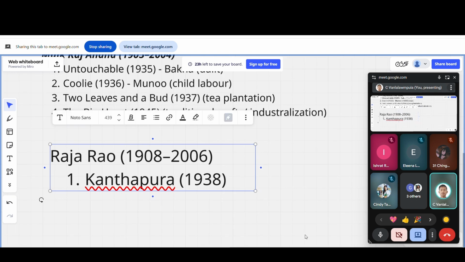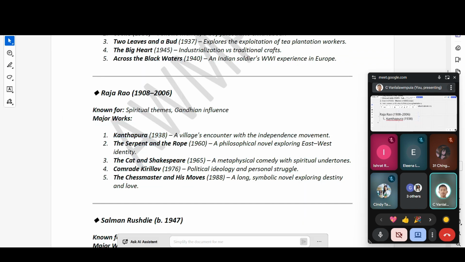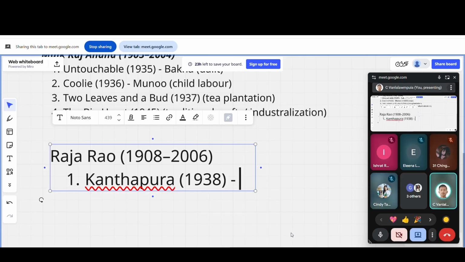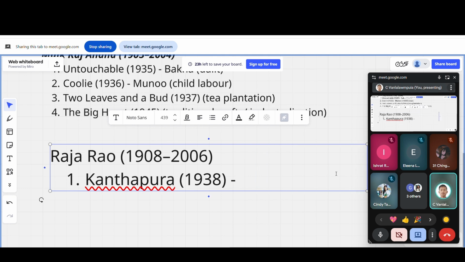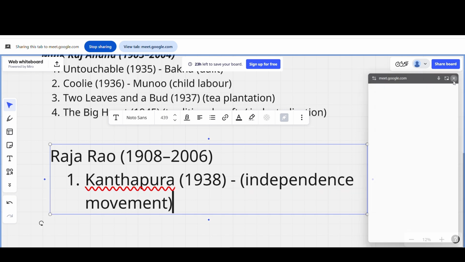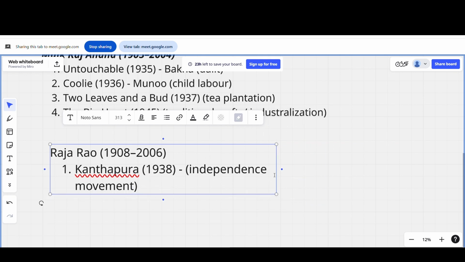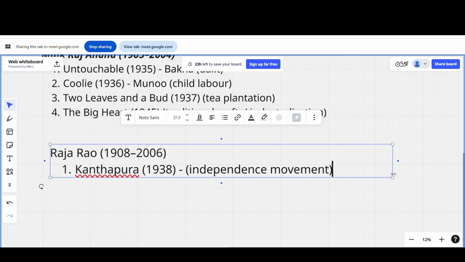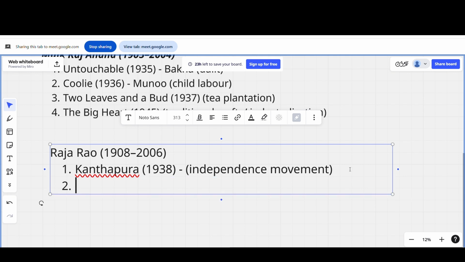Kanthapura is a very popular work. I have read this as well. It's based on the independence movement, contained in his village. So this is smart reading. What I consider smart reading is that you don't have to go through the whole summary, just know a lot of stuff about many books. You don't have to go through every book in detail. Kanthapura was published in 1938. The year, the name of the author and the name of the book are all important.